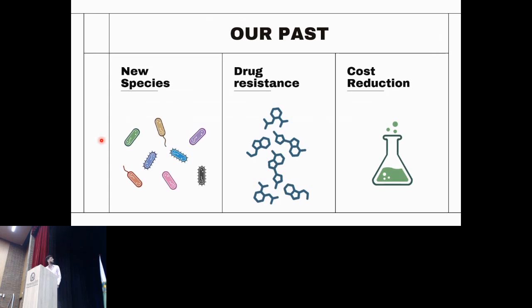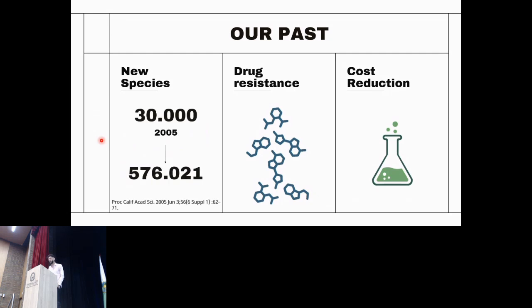First, I want to talk about where we are right now. In terms of the number of bacterial species, it has been growing in the last year. The number of bacteria that we have classified has grown almost 20 times. If you go to 2005, we just got 30,000 different bacterial species, but if you go right now to the NCBI, you will find almost 600,000.